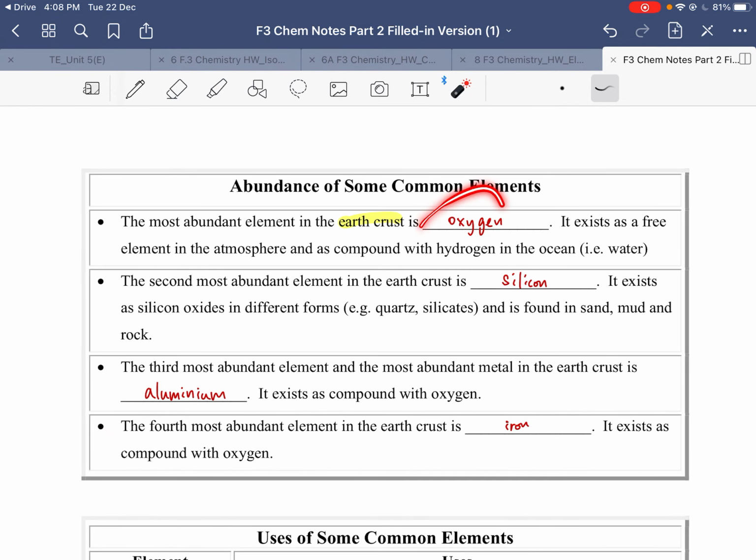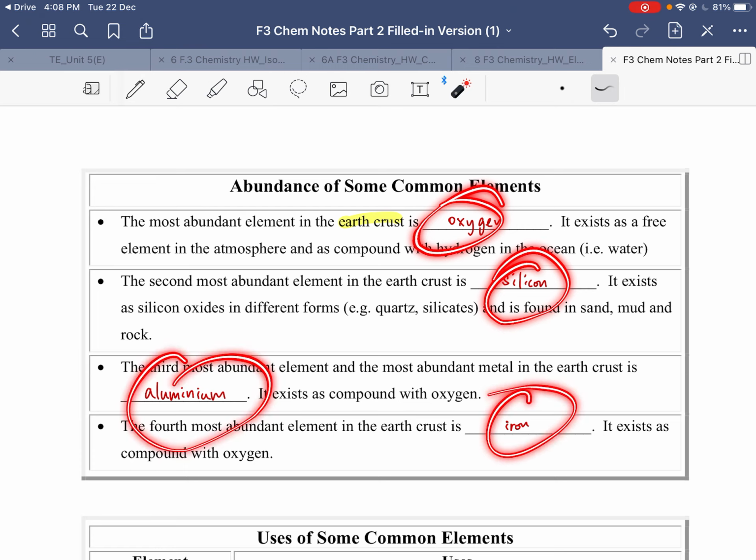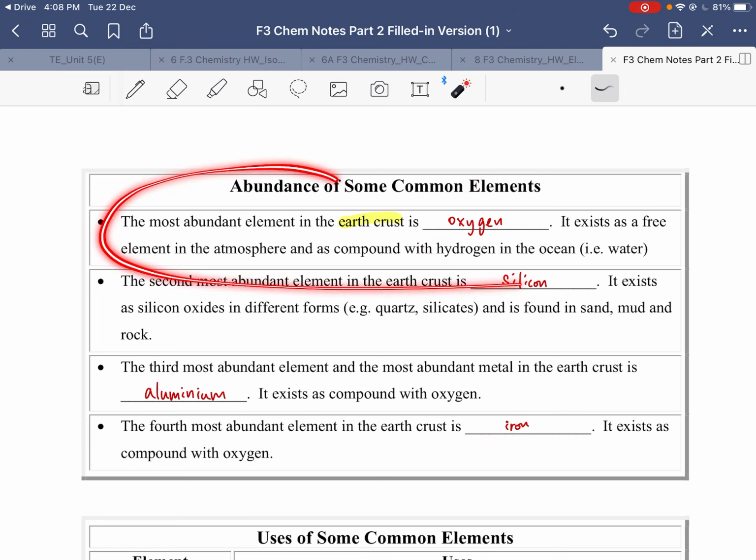Next, just some very basic things you need to memorize. Guys, I suggest you memorize the most abundant element in the Earth crust. It is not the air, 係地殼入邊，唔係個空氣。地殼入邊最 abundant, that means contain the most amount。地殼入邊邊隻 element 最多？Oxygen。地殼入邊邊隻金屬最多？The most abundant metal, aluminium.